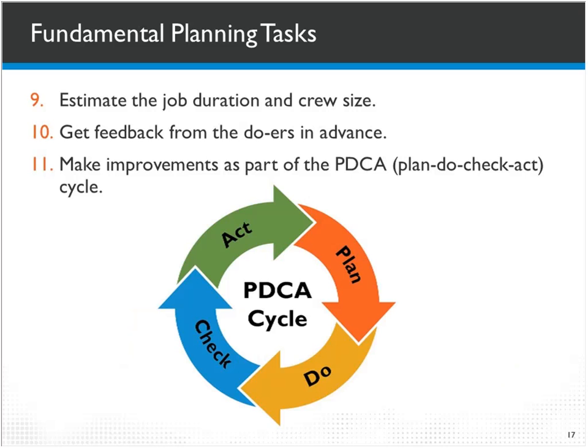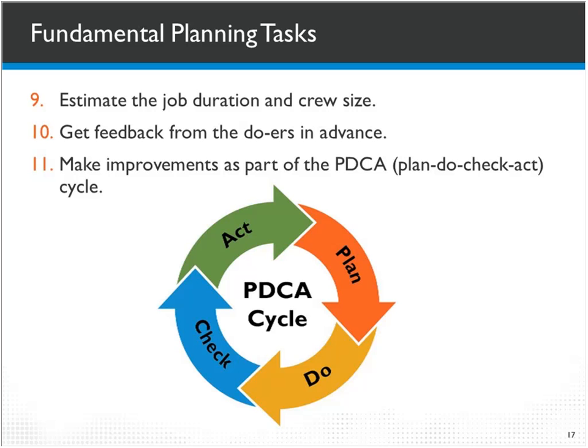The last 3 on our little list here is estimating the job out and how many folks you're going to need to do it. Number 10 is important, which is to give the work orders out this week to the people that are going to do them next week and give them an hour to read the work orders over and look at the work that's going to be done next week. And they should be part of putting that plan together, because they have a lot of good ideas about what needs to be done to get these jobs ready to go. And so we need to get feedback from the doers in advance if we can.